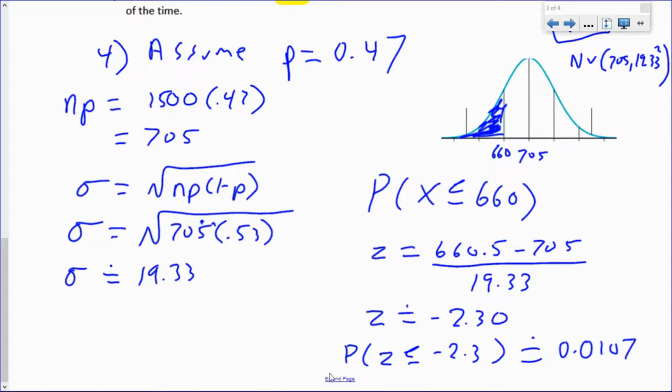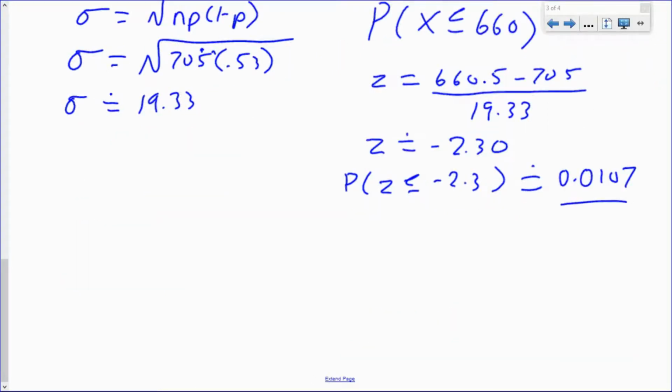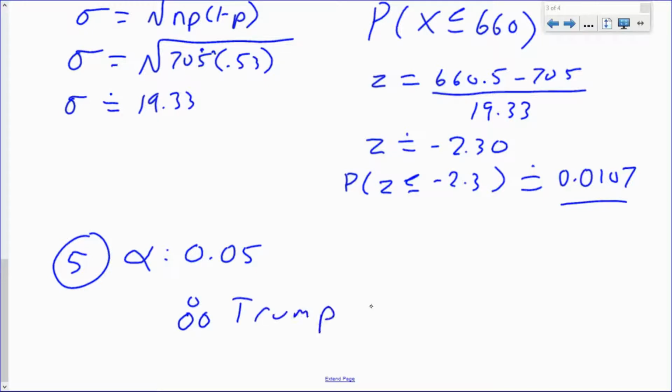And then our last step is to compare that to our significance level. I said we should use a significance level alpha of 0.05. This value is below that, so we toss out the null hypothesis and we make the conclusion: therefore, Trump's support is less than 47%.